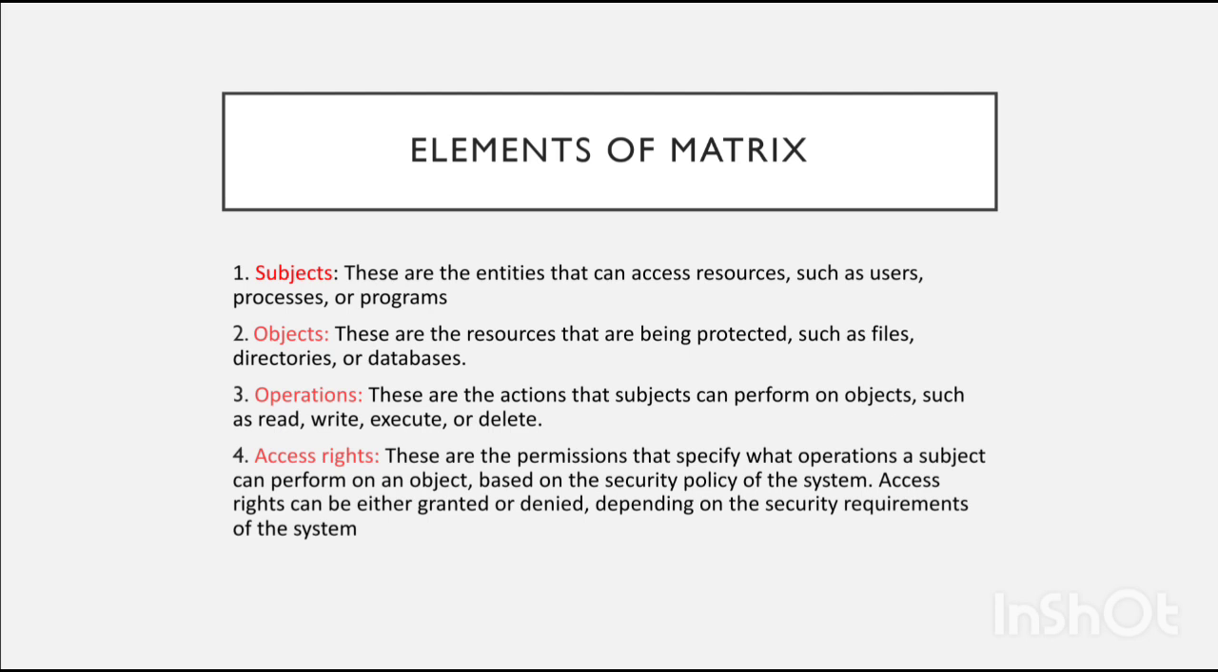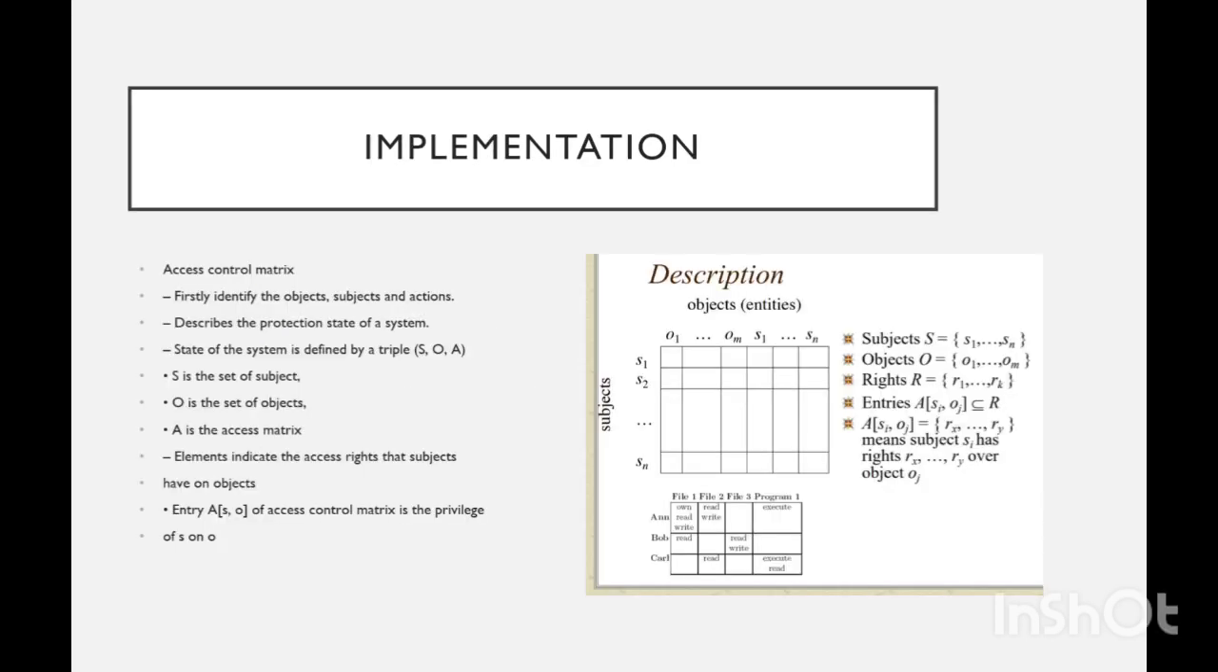Let's have a brief overview of the implementation of the access control matrix model. On the right side, you can see a figure. It is a matrix in which the rows are the subjects and the columns are the objects. S defines the subjects from S0 to Sn and objects from O0 to On, and R are the rights. Entries are written as A in the matrix, with a subscript. In the subscript we define subject comma object, which is the element of this matrix.